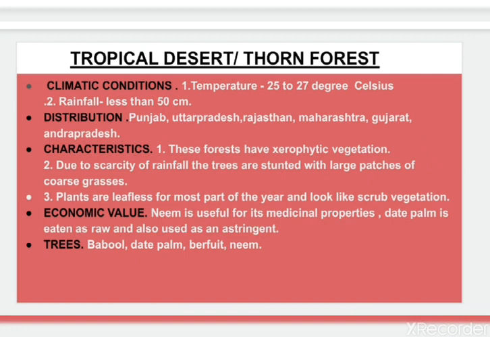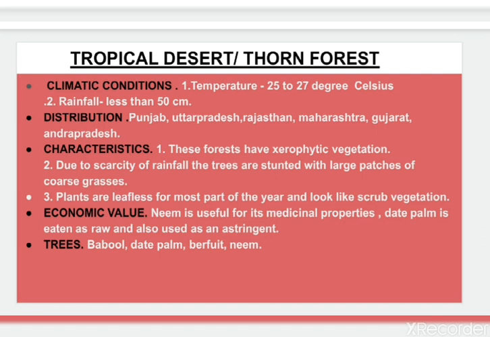So the climatic condition, temperature should be 25 to 27 degrees Celsius. Rainfall should be less than 50 centimeter. Distribution, you see the states' names: Punjab, Uttar Pradesh, Rajasthan, Maharashtra, Gujarat, Andhra Pradesh. That means the states which experience less amount of rainfall have this type of trees, that is tropical desert or thorn forest. Next is the characteristics.